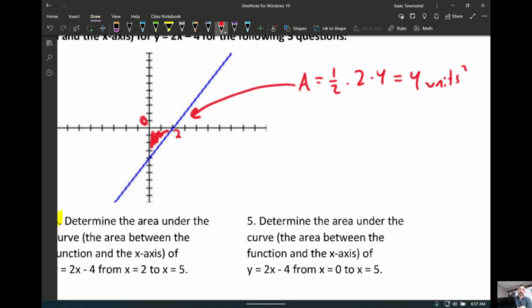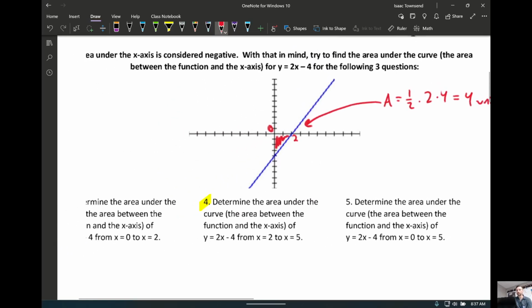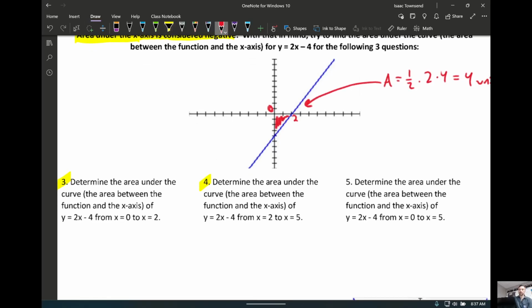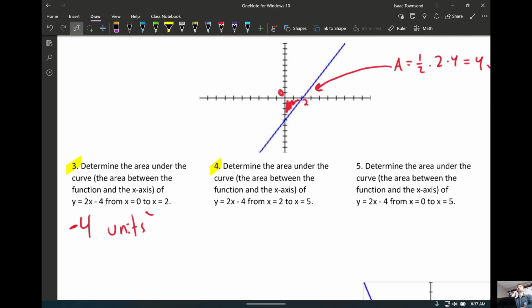But there's one big catch here, and I've typed it up right here. Just like values under the x-axis are considered negative, area under the x-axis is also considered negative. So this is taking up 4 square units, but because that area is under the x-axis, we need to treat it as negative, as a -4. Just like y values below the x-axis are negative, area below the x-axis is also negative. And usually that's not marked for you. Usually you need to be paying attention enough to know that that needs to be negative.